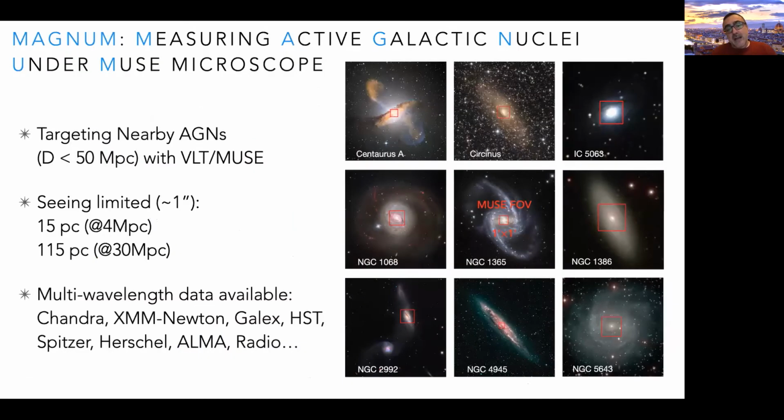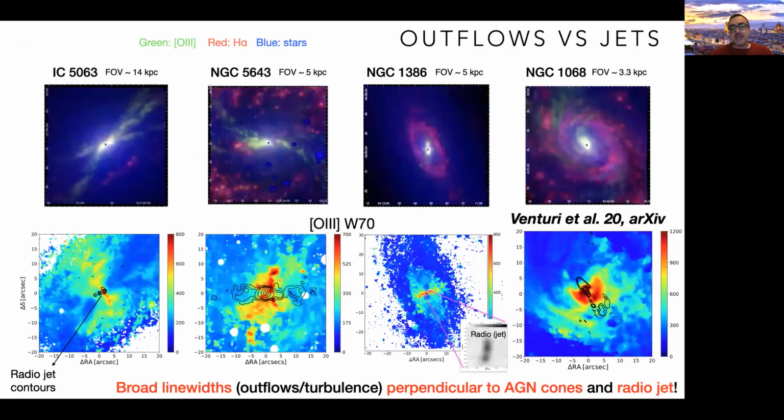Now, coming to the low redshift universe, we are conducting the MAGNUM Survey, which is targeting nearby AGN, which allows us to have, on one hand, a very high intrinsic spatial resolution of the sources. On the other hand, there is a wealth of multi-wavelength data available. Just a couple of highlights from this survey.